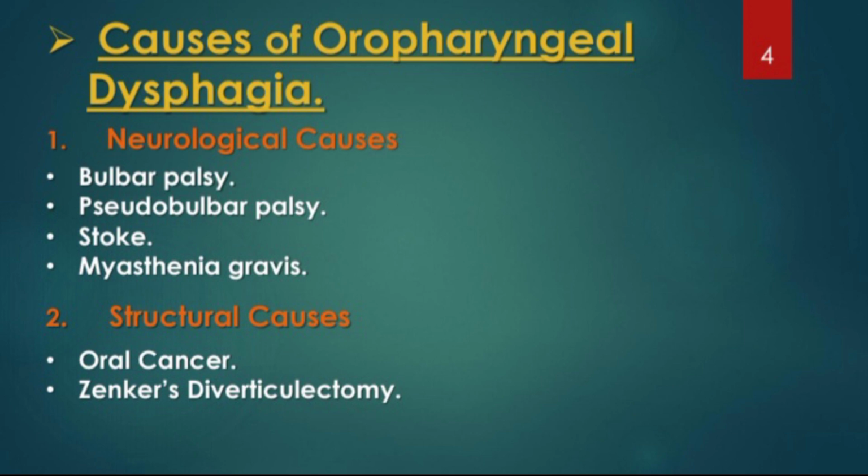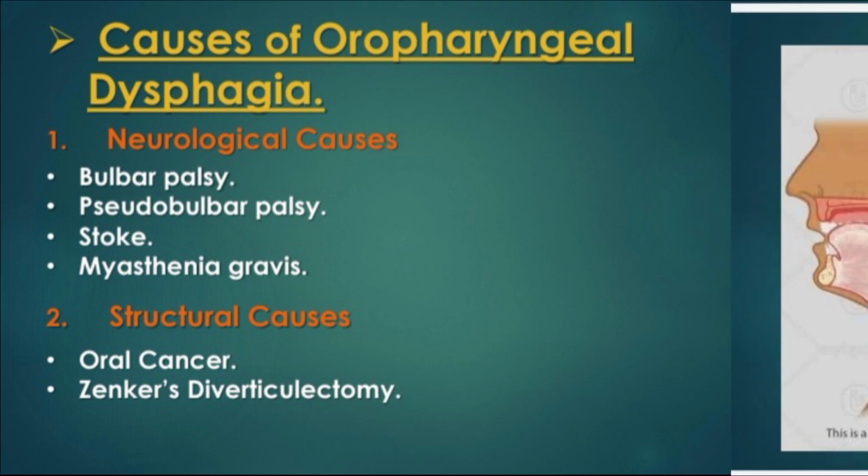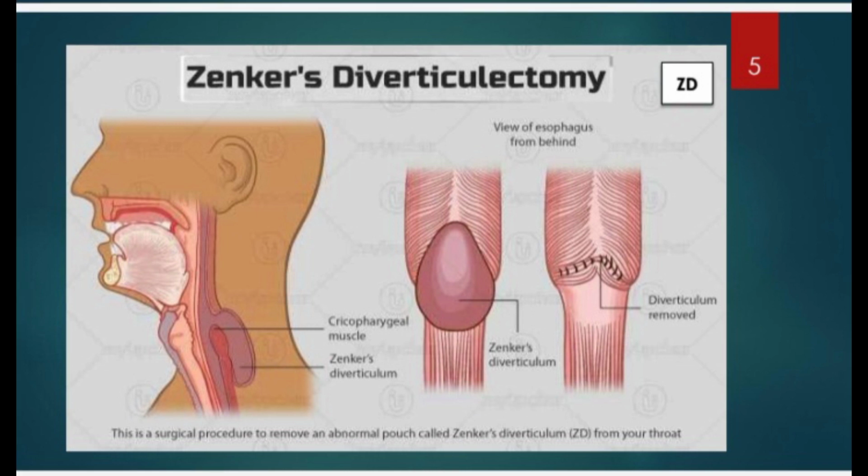The second cause is structural. In structural causes there is oral cancer and Zenker's diverticulum. So here is a picture of Zenker's diverticulum. It is one of the structural causes of oropharyngeal dysphagia, and Zenker's diverticulum is an outpouching of the mucosa through the cricopharyngeus muscle, and the food which we eat accumulates in this pouch, and there is difficulty in swallowing.